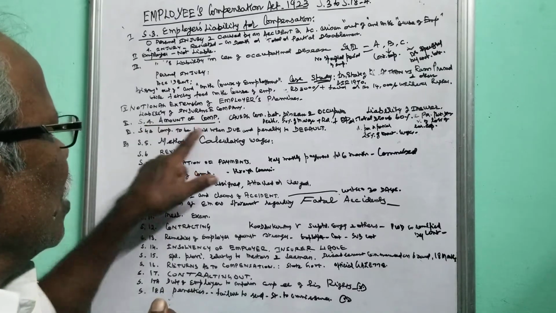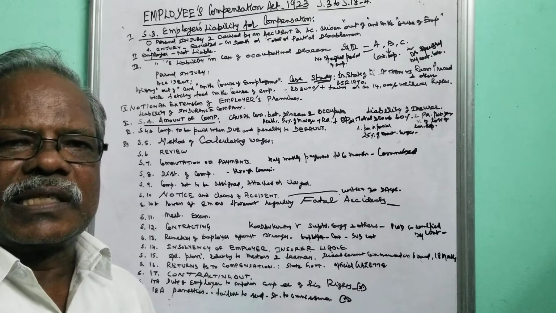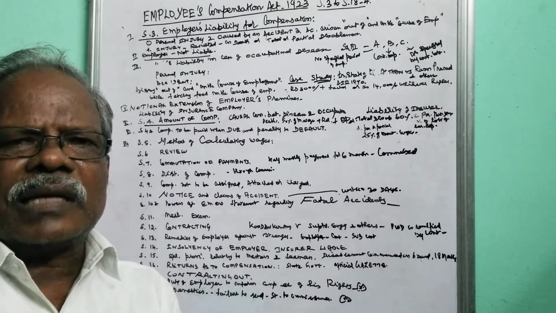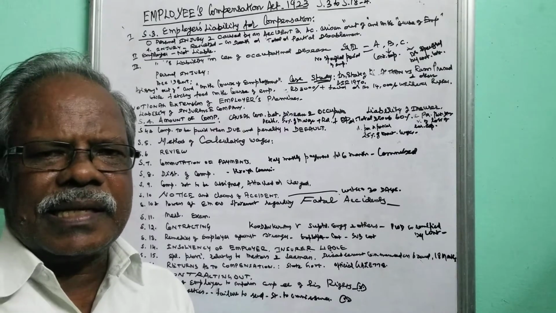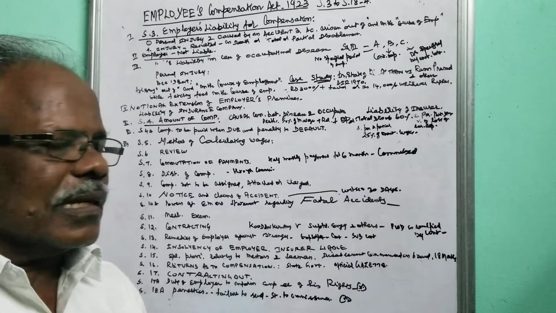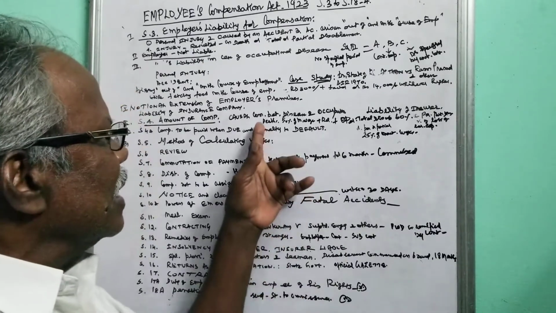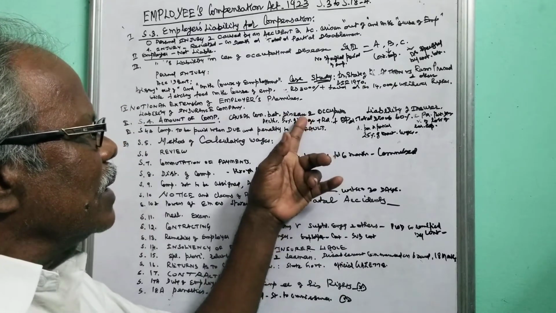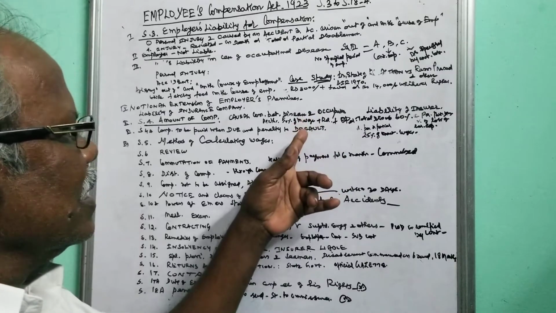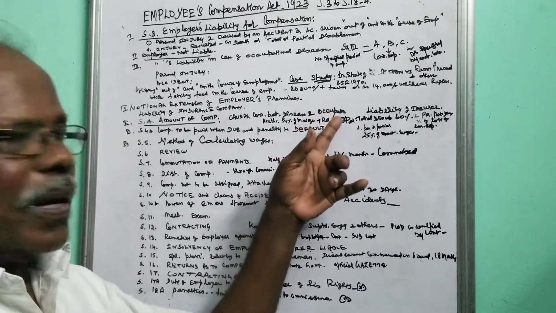Then section 4, amount of compensation, how the amount of compensation is calculated. So for calculation purpose, the causal connection between the accident and the injury should be there. Causal means cause, what is the cause behind it? So the causal connection between that is the occupation and disease, or the accident and the injury to the employee.